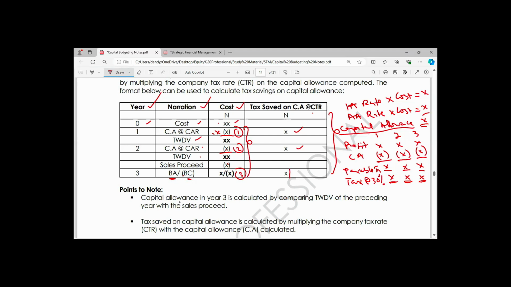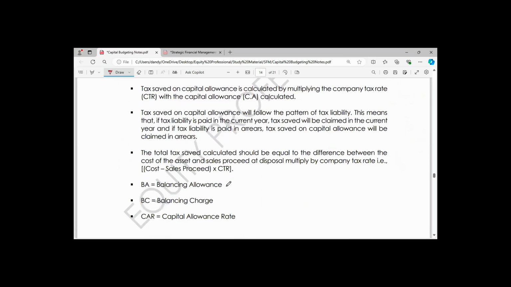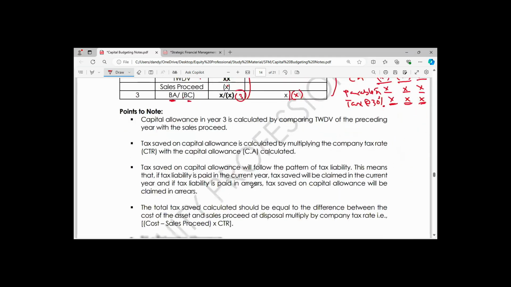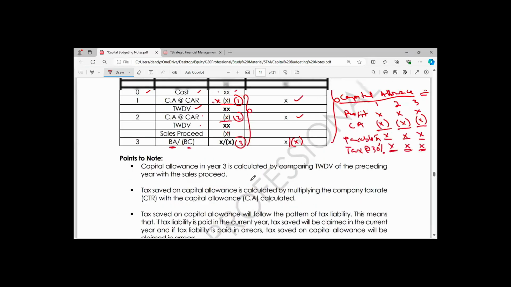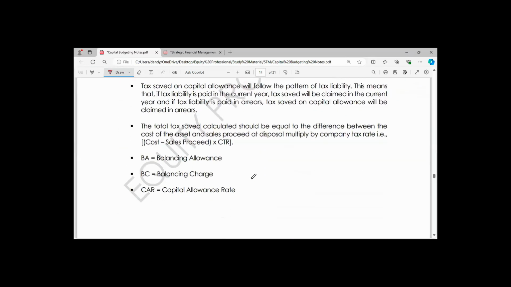This year, the final year could either be positive or negative, depending on whether it is balancing allowance or balancing charge. So that is that. Now, if I'm using tax saved on capital allowance, I can quickly check, because you can't claim more than the capital allowance you are supposed to claim. Therefore, to confirm that I've not claimed beyond or above what I'm supposed to claim, I can confirm that.